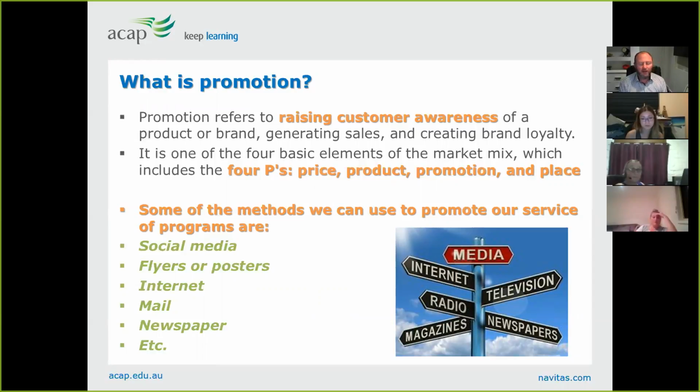So basically, what is promotion? It's pretty much what I imagine you would think. It is to raise awareness of a particular program that we're running. Some of the main methods that we're going to use would be social media. It's the biggest thing going, isn't it? I find it really hard just to get across. From running programs, people are talking to me about Snapchat, Instagram, all these things.